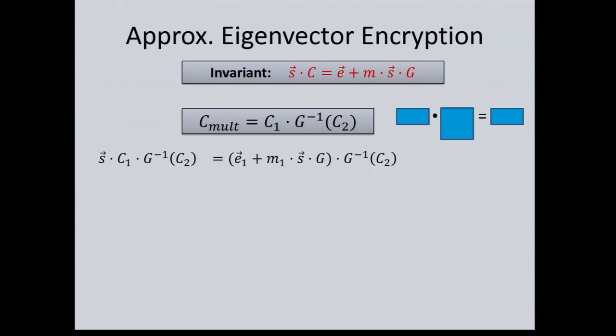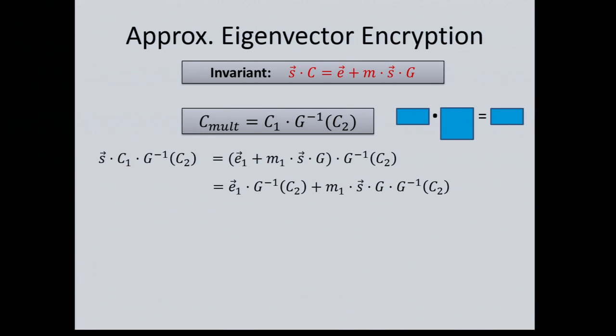So we have S times C1 times G inverse C2. S times C1 is just E1 plus M1 SG, which gets multiplied by G inverse of C2. So we get E1 times G inverse C2. E1 is going to be fairly small, hopefully, and G inverse is just going to be a 0-1 matrix, so we remain in the pretty small domain. Times M1 SG times G inverse of C2.